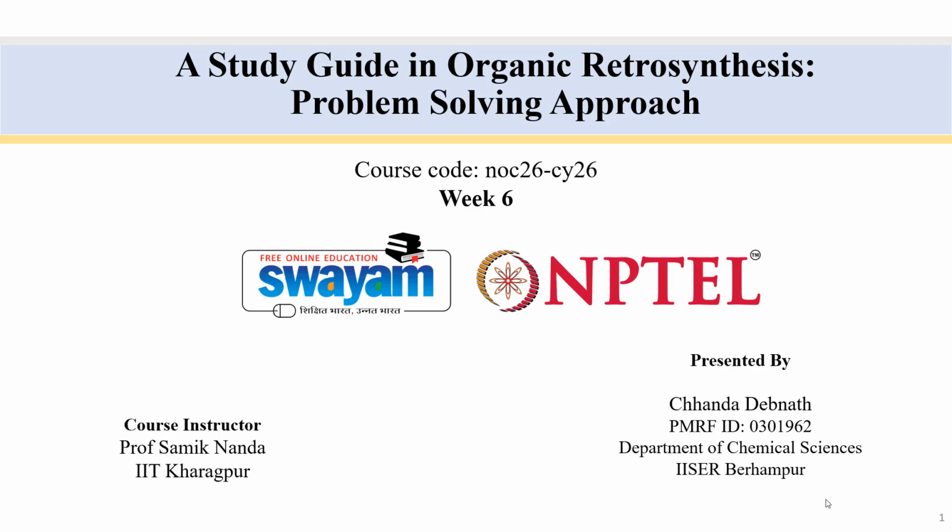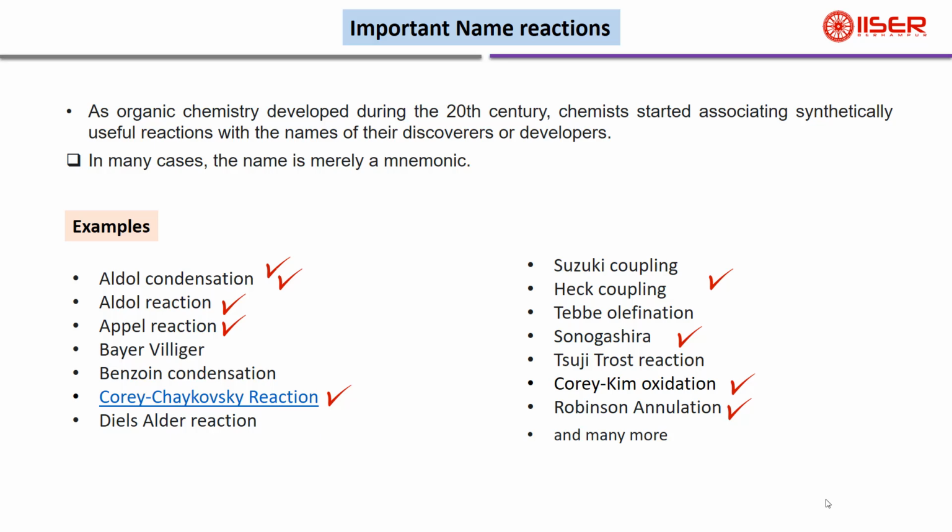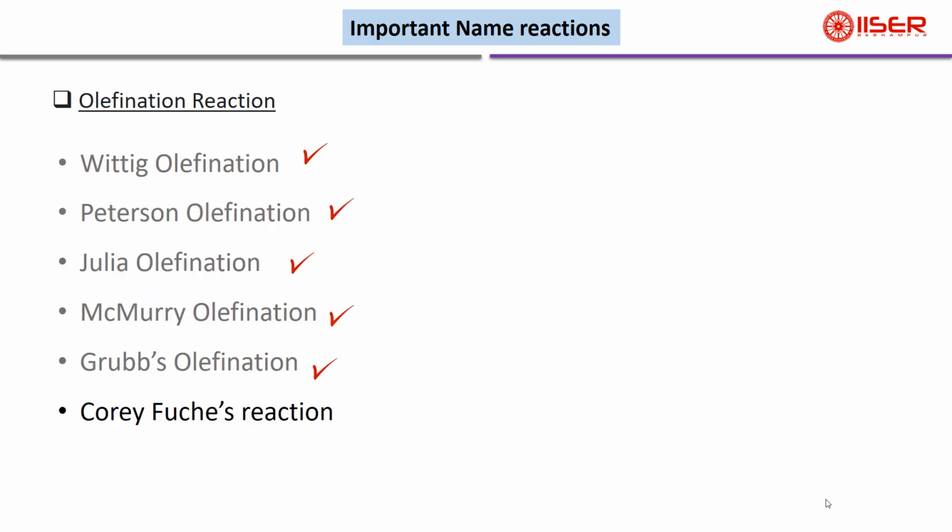In the previous classes I have already discussed oxidation reactions, reduction reactions followed by olefinations, then some reactions of double bonds, and also some name reactions. Today I will continue the reactions of olefins. I think after one more class we will have completed all these important reactions. We have already discussed all these name reactions and this olefination reaction. This reaction is remaining, that is the Corey-Fuchs reaction.